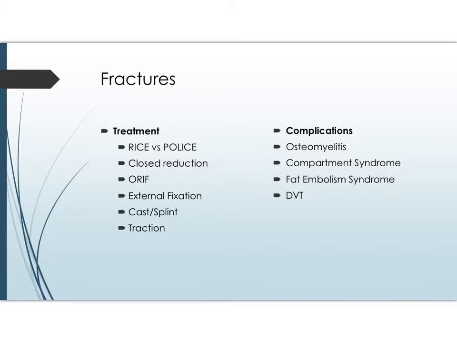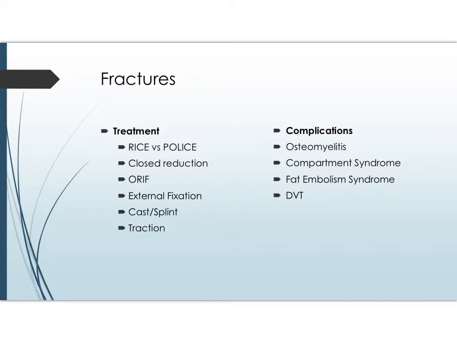So for instance, if we send someone home with a cast, they should be able to get a finger under both the distal and proximal end, and they should note that if their hand becomes cold, more painful, numb, has a pins and needles sensation, turns pale, or they're unable to move their extremity, this would warrant a call to the healthcare provider.